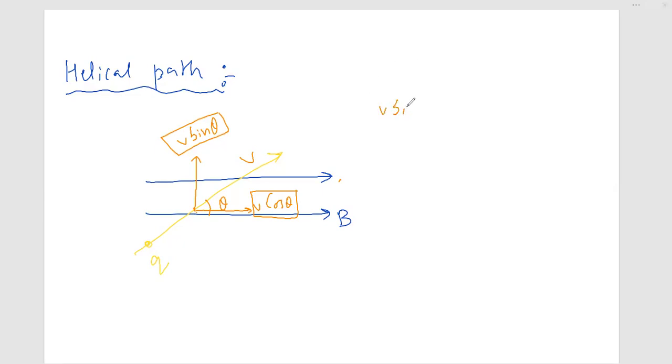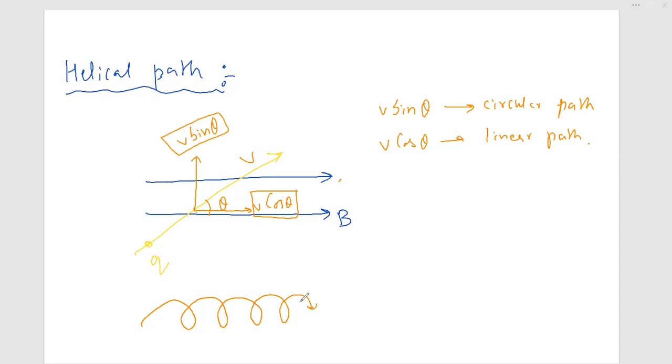Now, due to this v sin theta, the charged particle is moving in a circular path, whereas due to v cos theta, the charged particle is moving in a linear path. So combining these two paths, it will follow this type of path which is called helical path. Normally in exam, you will be asked to find out the pitch and time period of its revolution.